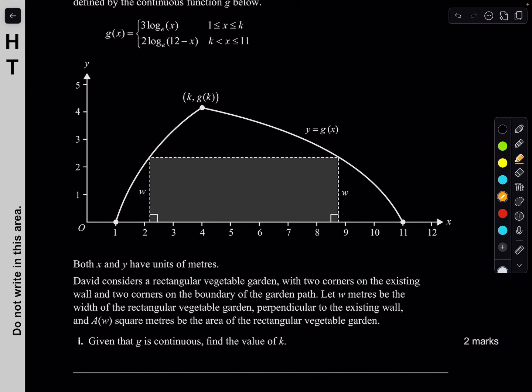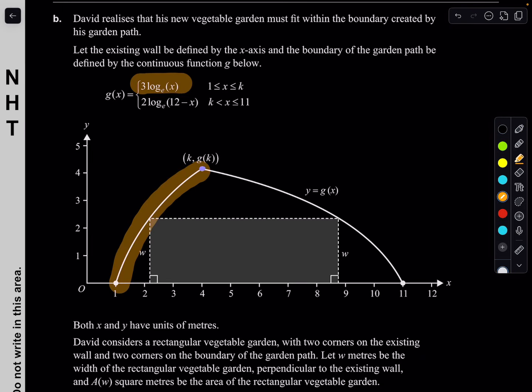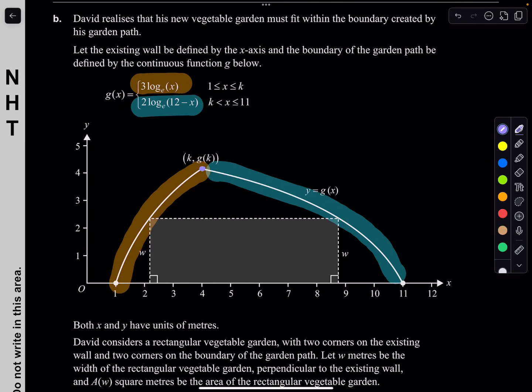So you can see that g is continuous over here, yeah? So when they tell you it is continuous, it means that if you sub in k into this equation, it's going to give us the same y value as subbing k into this equation, because they are continuous. Does that make sense? This part over here is the top equation, and this part over here is this equation over here. They meet at the point k. So if you sub in k here, it gives you the same y value as subbing k into this here.